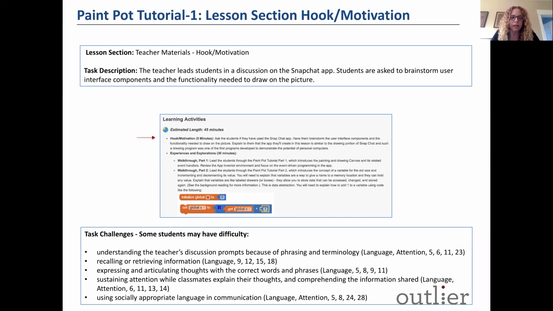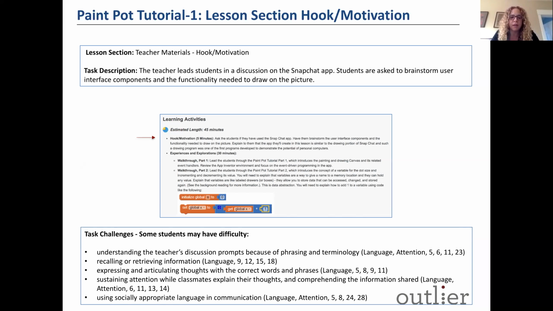Some kids, in the language domain, really have trouble tying their thoughts together in a way that's understood by others. That could be compounded by the fact that there might be other kids in the room who have attention issues, and they're listening to a classmate who's having trouble putting their thoughts together. So it might take a little longer, and if you already have an attention issue, just listening to your classmates could be a challenge.